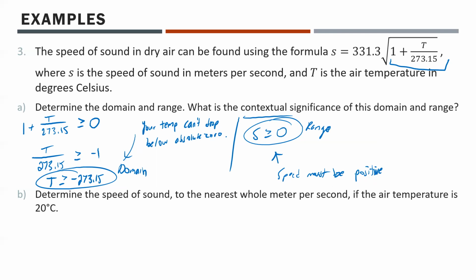Okay, question B. I almost considered just taking this out of here, but it is what it is. Determine the speed of sound to the nearest whole meter per second if the air temperature is 20 degrees Celsius. This literally just means you plug 20 into this. So use your calculator, plug it in. I'm going to save us all the trouble. I'm going to just say S equals, to the nearest whole meter per second, 343 meters per second. Anyway, I'm not going to waste any more time on that one.